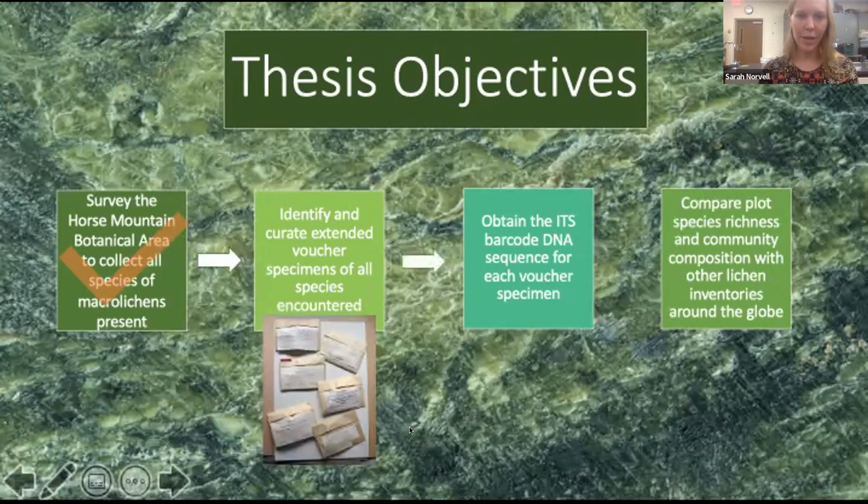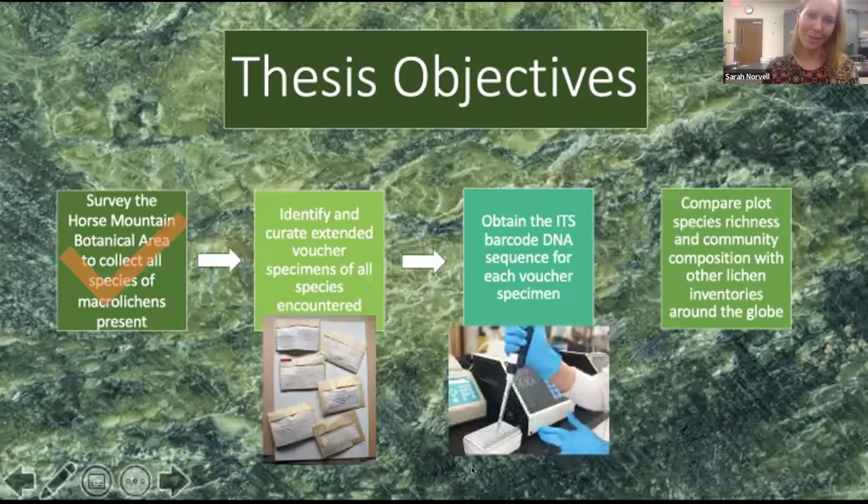And then I will also be obtaining the ITS barcode DNA sequence for each of my voucher specimens. This is essentially just a short little DNA barcode that's used for fungal species identification, and it's also been proven to be successful in lichen species identification. I'm actually going up to Oregon State University next week to meet with Dr. Bruce McCune, who is going to show me all of his lichen PCR protocols so that I can do that on my own in the spring.